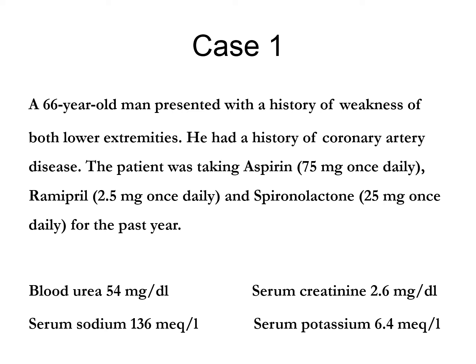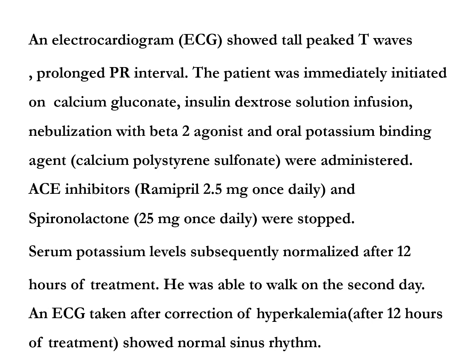So our patient is an old patient with coronary artery disease. Both are risk factors for hyperkalemia, the old age and the coronary artery disease. The patient is receiving ACE inhibitors and a potassium sparing diuretic, which both lead to hyperkalemia. The patient also has a renal impairment in a lab test and potassium 6.4. An ECG showed tall peaked T wave and prolonged PR interval, which are common findings in hyperkalemia.